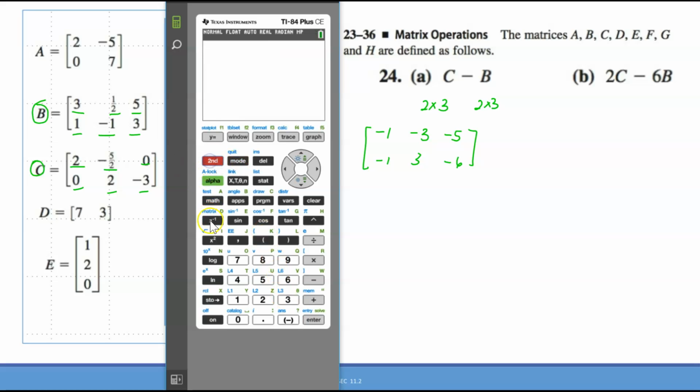We'll hit second matrix edit. Matrix B, we'll go ahead and put that in. Matrix B is also 2 by 3. So let's go ahead and put in that size. 2 by 3. Matrix B is 3, 1 half, 5, 1, negative 1, and 3.